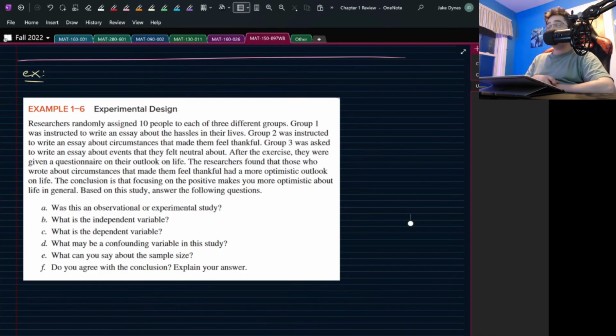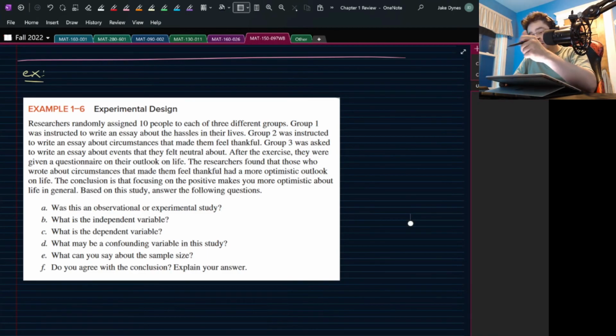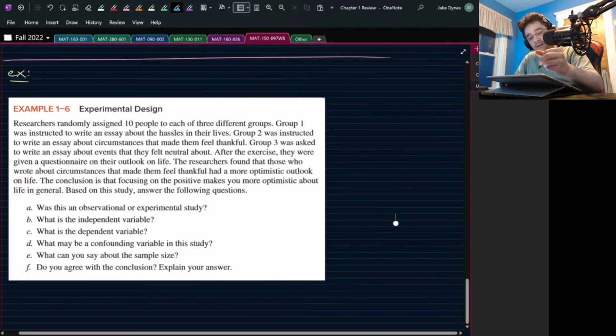Based on this study, answer the following questions. Just go ahead and try them on your own. A, was this an observational or experimental study? What is the independent variable? What is the dependent variable? What may be a confounding variable in the study? What can you say about the sample size? Do you agree with the conclusion? Explain your answer. Go ahead and try to think about these on your own. Okay, let's go ahead and try them together.